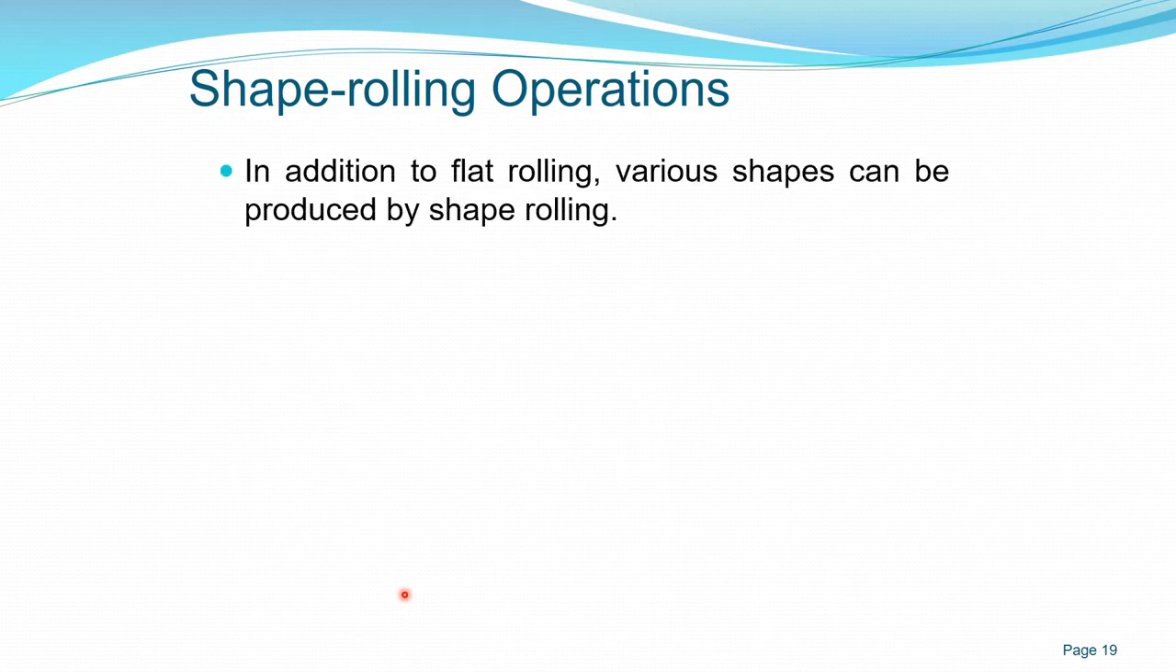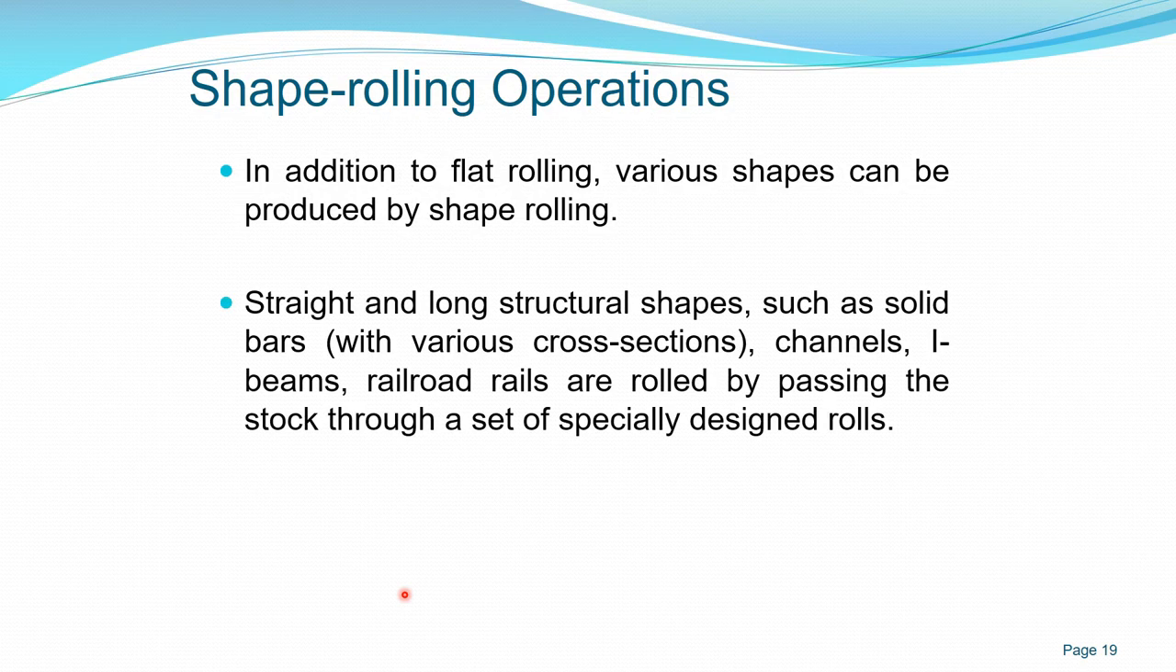Now, shape rolling operations. In addition to flat rolling, various shapes can be produced by shape rolling. We can have straight and long structural shapes such as solid bars with various cross sections, either square, rectangular, or circular. And channels, I-beams, and railroad rails are rolled by passing the stock through a set of specially designed rolls.